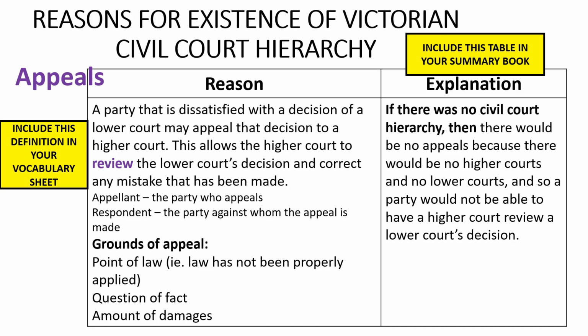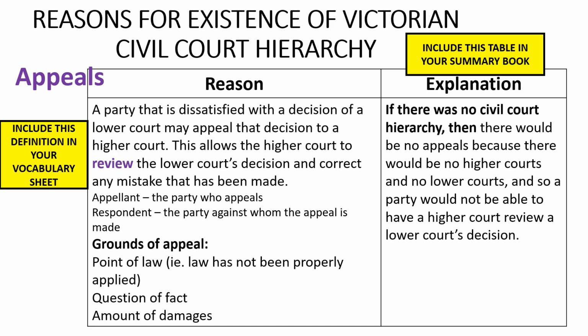Second, a party can appeal a decision of the county court or the trial division to the Court of Appeal on a question of fact, that is, on the basis that the lower court has misinterpreted or overlooked some important evidence. And third, a party can appeal a decision of the county court or the trial division to the Court of Appeal where that decision is about the amount of damages awarded by the lower court to the plaintiff.